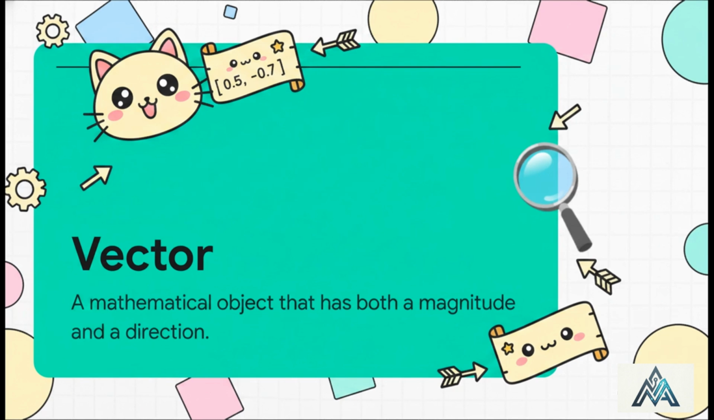A vector is a mathematical object that has both a magnitude and a direction. Now, please do not panic at the fancy terminology here. A vector is really just a list of numbers. If an AI is trying to, say, recognize an image of a cat, it needs a list of features, right? The length of the whiskers, the color of the fur, the shape of the ears. That specific list of ingredients, that's a vector.